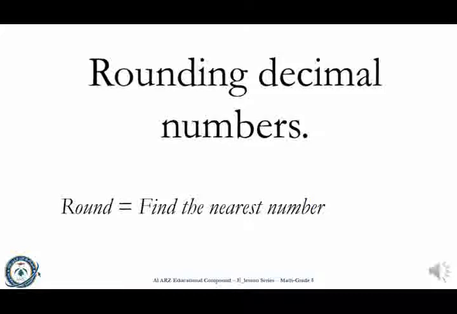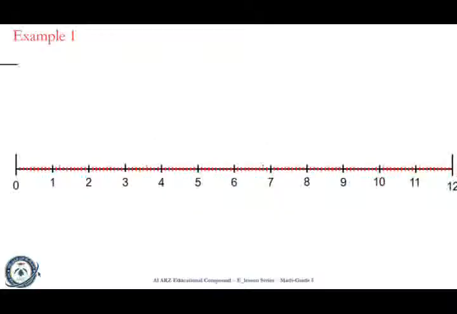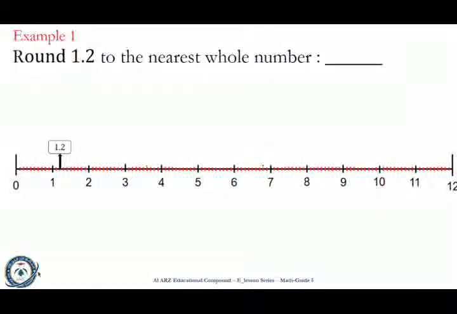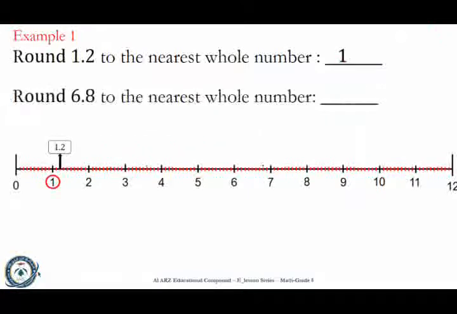Rounding decimal numbers. When I say round, I mean find the nearest number. Example 1. Round 1.2 to the nearest whole number. Put this number on a number line. It is between 1 and 2, and it is exactly here. You count 2 steps and you put 1.2.